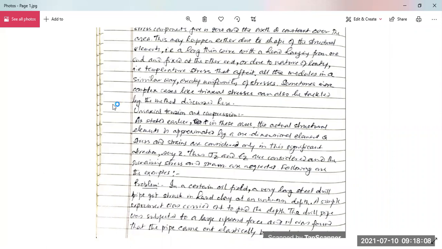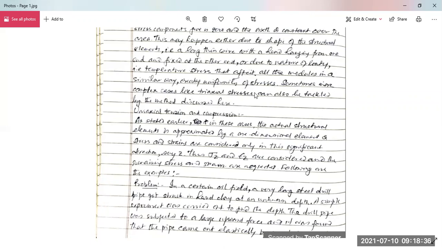So what is given here? We are exerting a force, say P, on the pipe, and the cross-sectional area of the pipe is A. The length of the total pipe from the ground level up to the clay bed where it is stuck is equal to L.